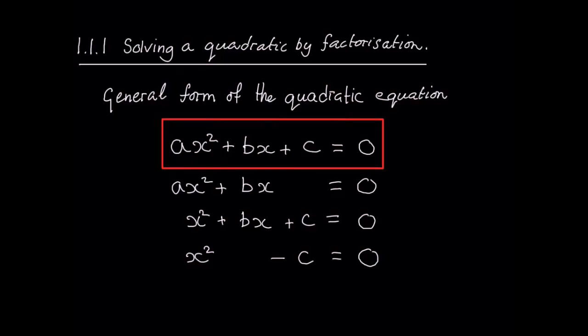We'll have a look at a number of different cases. We'll examine ax squared plus bx equals 0, and how to solve that by factorization. We'll call that case 1. The second case will be x squared plus bx plus c is equal to 0. That is, the coefficient of x squared, a, is equal to 1. We'll call that case 2. In the third case, we'll see what happens when b is 0, and we want to solve the quadratic x squared minus c is equal to 0. We'll call that case 3. Lastly, we'll revisit our general form of the quadratic, and we'll call that case 4.